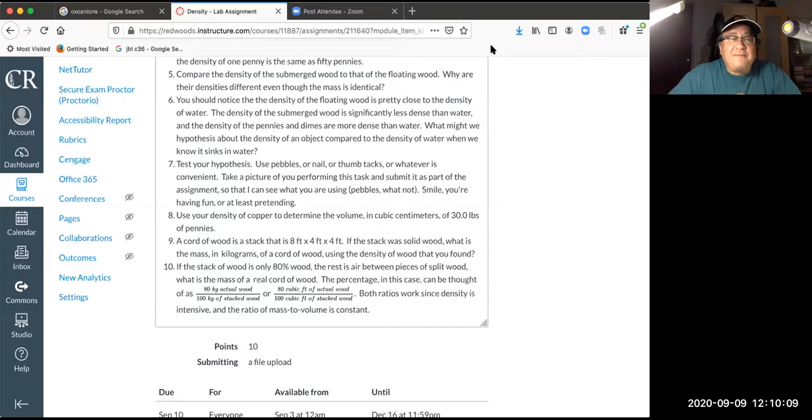All right, so the reason the density when it's floating is very close to that of water is because anything that floats in water, neutral buoyancy, is about the same density as water. You guys happen to be pretty close to the density of water.